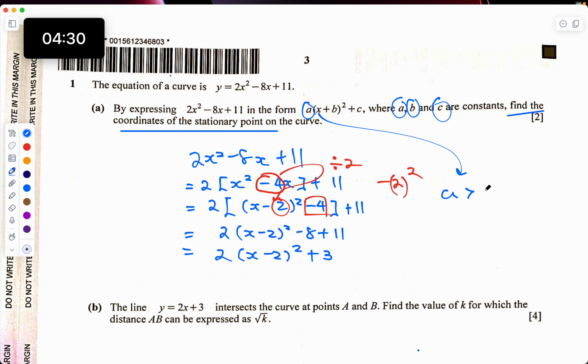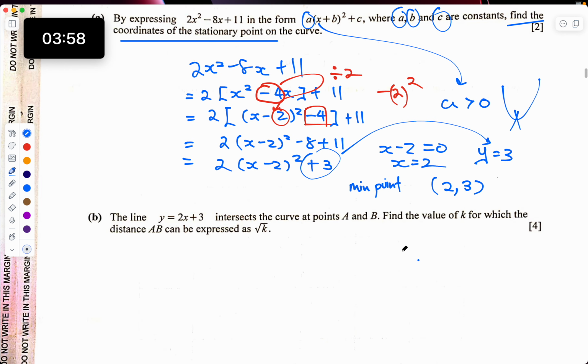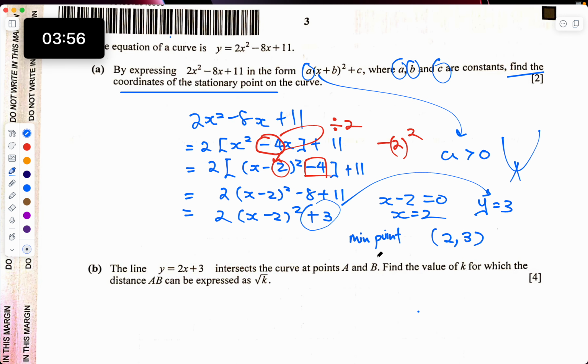As long as the A is greater than 0, this graph would be a smiley with a minimum point over there. The working would be to look at the x minus 2, let it be 0, and then you can get x equals 2. Now this constant 3 at the rear would be for y, that is 3. So you don't have to let it be equivalent to any zeros, just copy it directly. You can say that y is 3. So the stationary point is actually a minimum point, and you can give the coordinates as 2, 3. You don't have to say that it's a minimum point, just stationary will do.